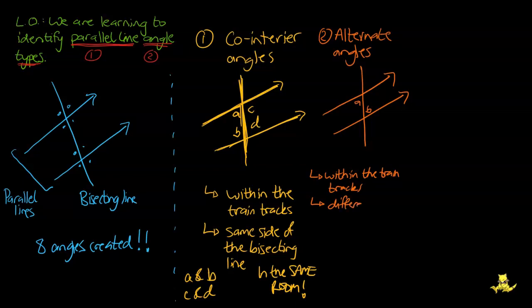However, they are on different sides of the bisecting line, and that's what makes alternate angles different to co-interior angles. So different sides of the bisecting line. And yeah, that's what's different. So they are different there, but they are the same over there. Another example, C and D could also be alternate to each other, but we'll just focus on A and B in this particular drawing. And the final one we need to be aware of, they're called corresponding angles.